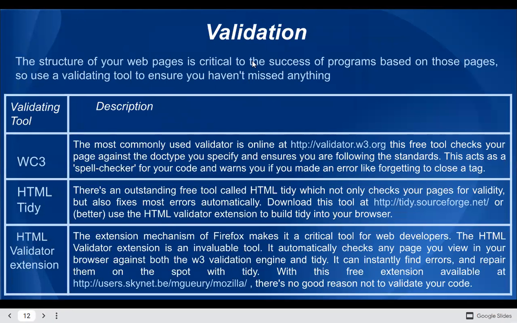So now there is a term used nowadays: validation. What is validation? The structure of a web page is critical to the success of the program based on those pages. So we use validating tools to ensure you do not miss anything. Like W3C, the most commonly used online validator is validator.w3.org. It checks your page against the doctype you specify and ensures you are following the standards. This acts as a spell checker for your code and warns you if you made an error, like forgetting to close a tag.